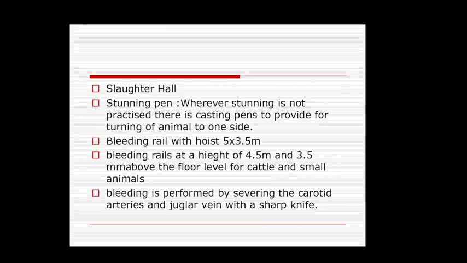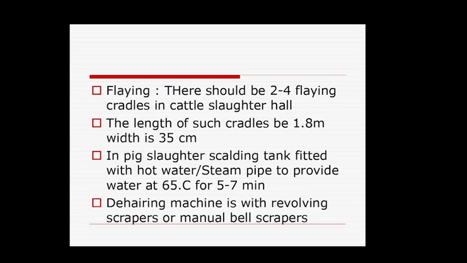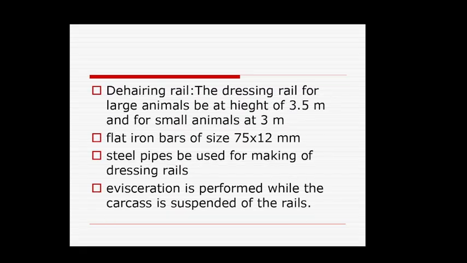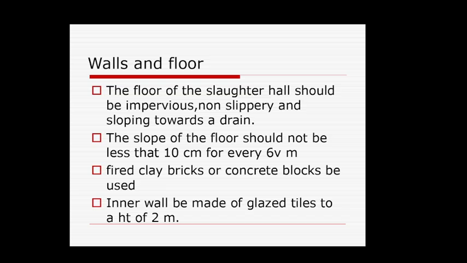In the slaughterhouse, we have the stunning pen where stunning is done, and the bleeding rail is 5 by 3.5 meter. Bleeding is performed by severing the carotid arteries and jugular vein with a sharp knife. Flaying should have 2 to 4 flaying cradles in a cattle slaughterhouse, each 1.8 meter long and 35 centimeter wide. The flat iron bars of the rehanging rail should be 75 by 12 millimeter, and steel pipes should be used to make the dressing rails.